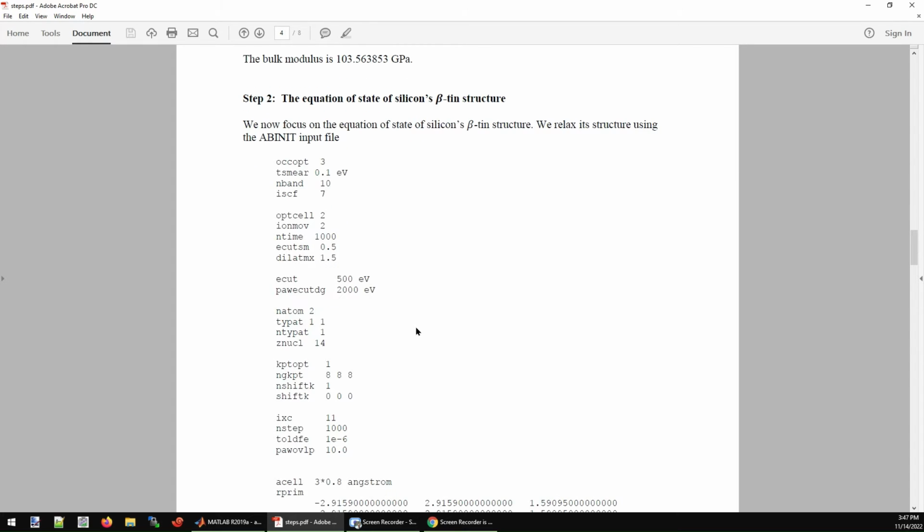In step 2, we study the beta-tin structure of silicon. Again, we try to relax the geometry of the beta-tin structure first. We set the optcell to 2 to perform a full relaxation of the beta-tin structure, including relaxing the lattice parameters.